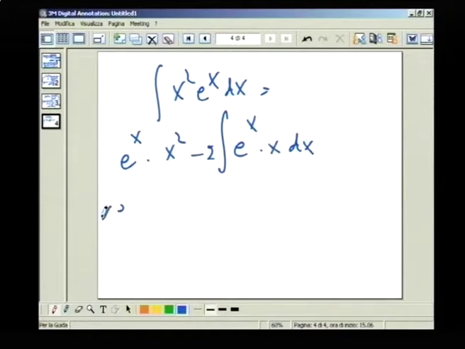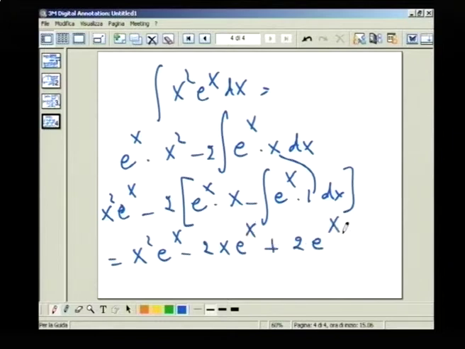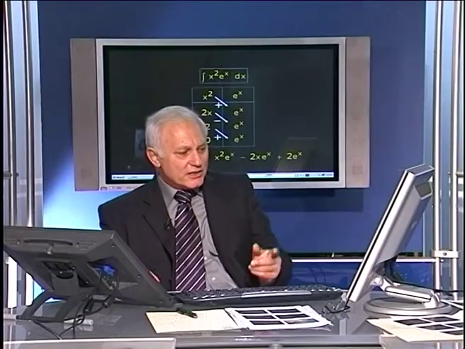Now you do it again, e to the x minus twice here. You integrate this one, e to the x, times this one without change, minus the integral of, you integrate again this one, times the derivative of this one, which is 1 dx. So what you have here finally, x squared e to the power x minus twice x e to the x, and then plus twice e to the x. Let's see if this is right. Correct.